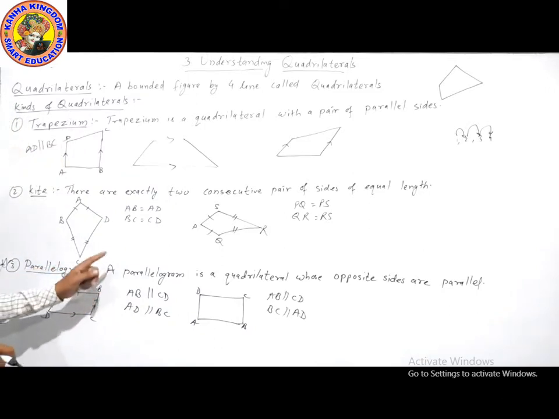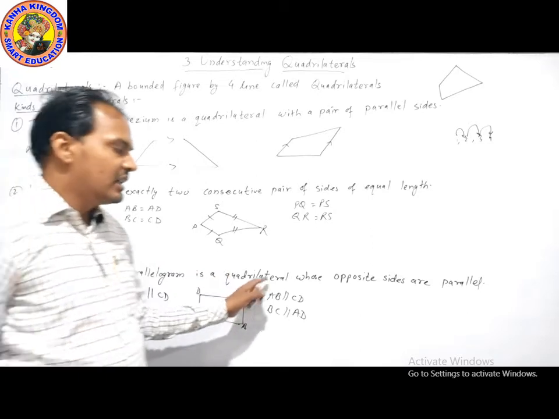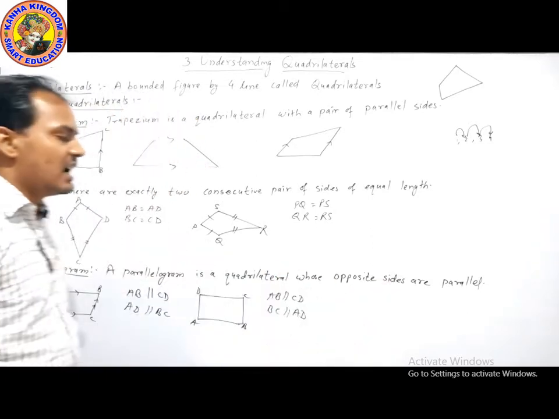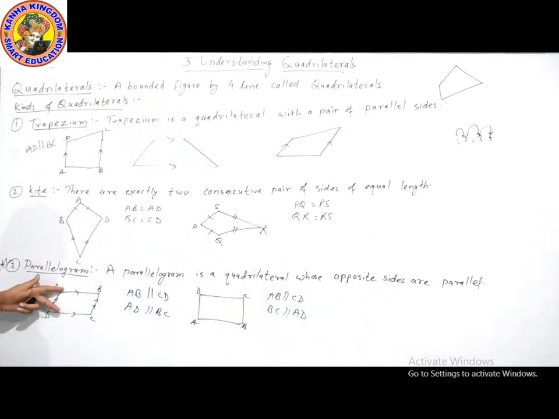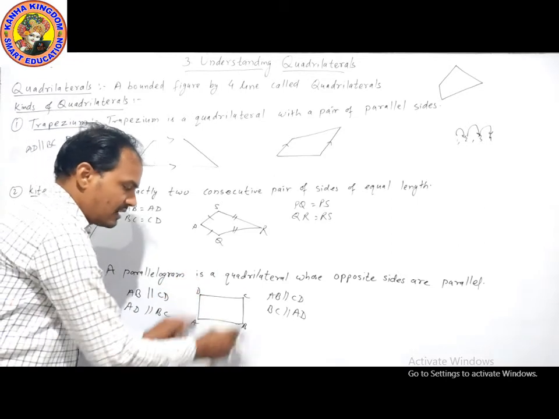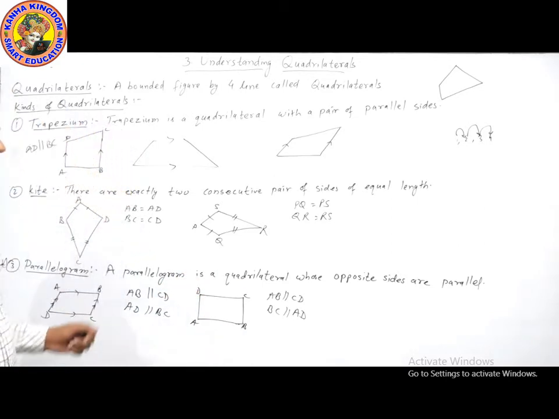What is a parallelogram? A parallelogram is a quadrilateral whose opposite sides are parallel. Opposite sides. These are the opposite sides. These are also opposite sides. These are the consecutive sides. Opposite sides are parallel. This is our parallelogram.